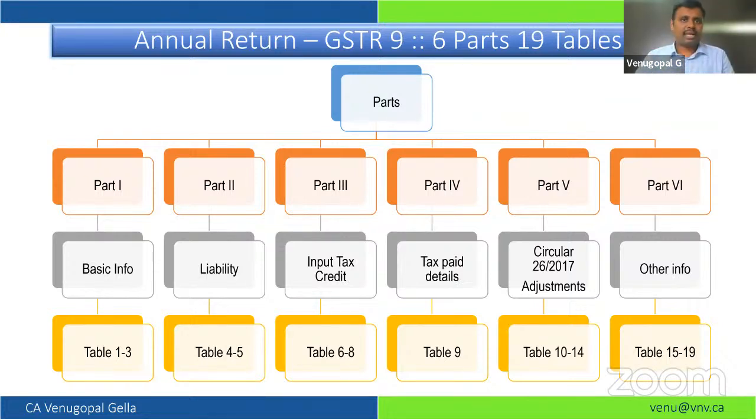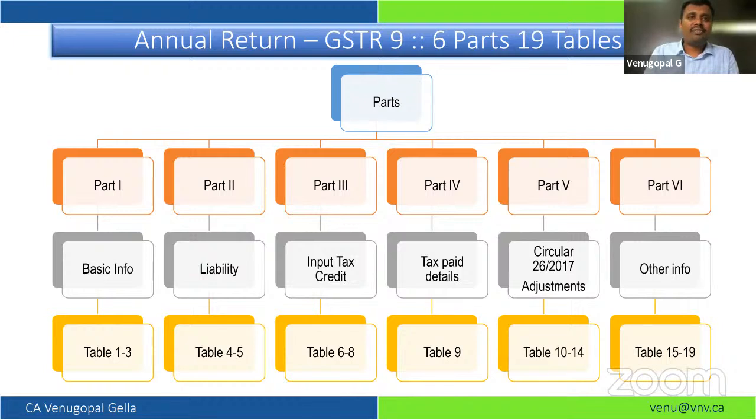After part 2, it is part 3, input tax credit, table 6, 7, 8. The ITC that you have availed during the year. Let's say I have purchased a Benz car. ITC is ineligible, but still I have availed it. Whether right or wrong, having availed it, I shall be reporting it in my table 6.